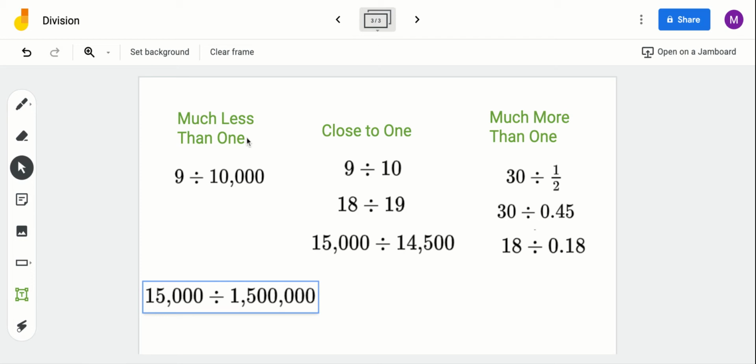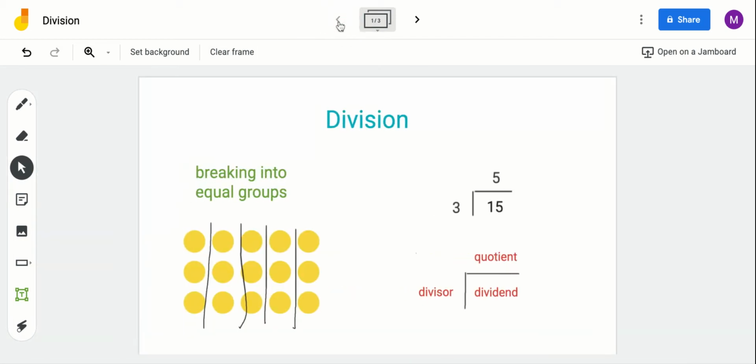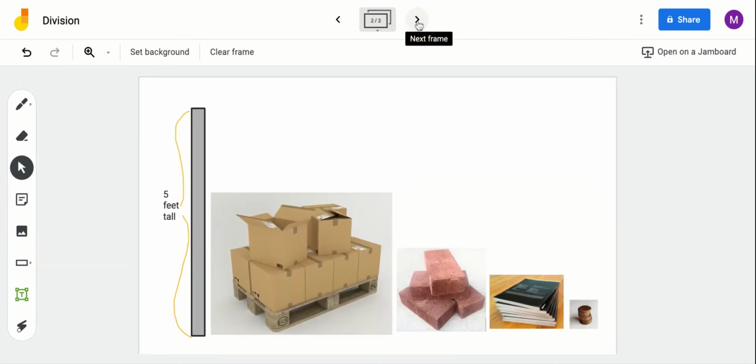So those are ideas that we're thinking about. We're looking at the vocabulary. What is a dividend? What is a divisor? What is a quotient? Division is breaking into equal groups. And then looking at the fact that when we break something up by a smaller number, we get more groups. Break it up by a big number, we get fewer groups.